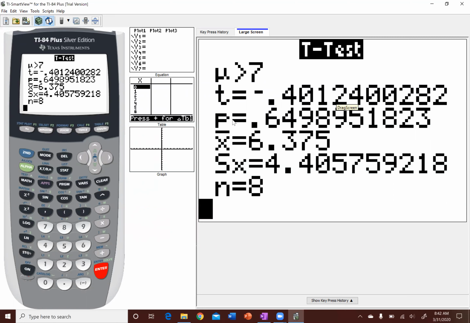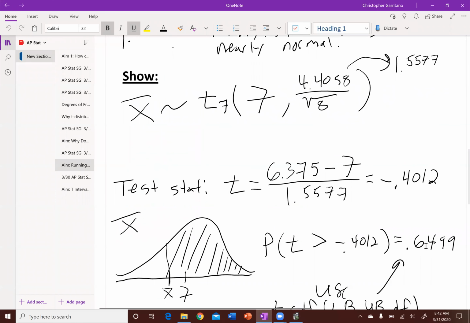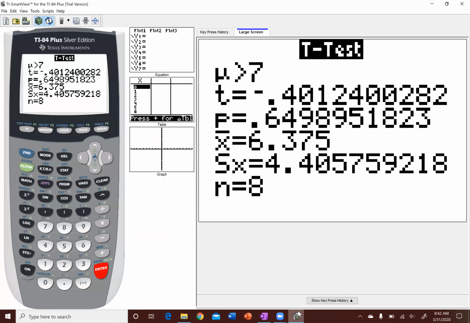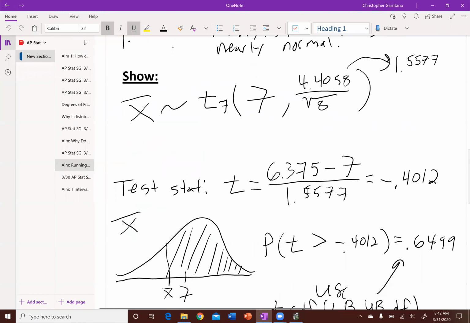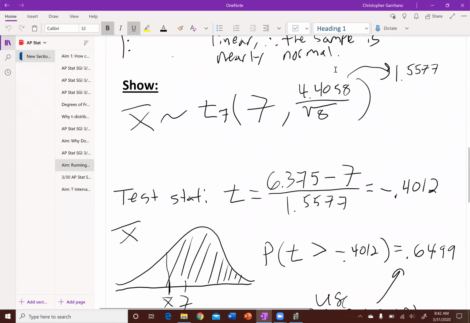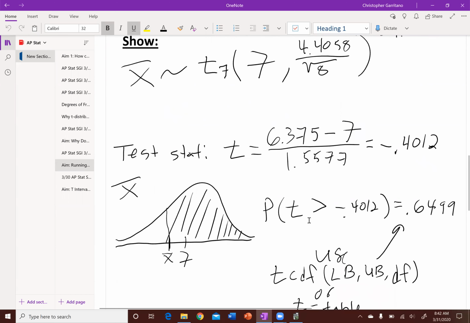This number P here, that's the P value, right? 0.6499. Let's see what we got. We got 0.6499. Okay, and then it tells us x bar, the sample standard deviation, and n. These are all useful pieces of information, especially if we just have the data, because all of this information goes into calculating by hand the test stat and also the standard error, right? So remember, all this work that you're seeing is still necessary, okay?